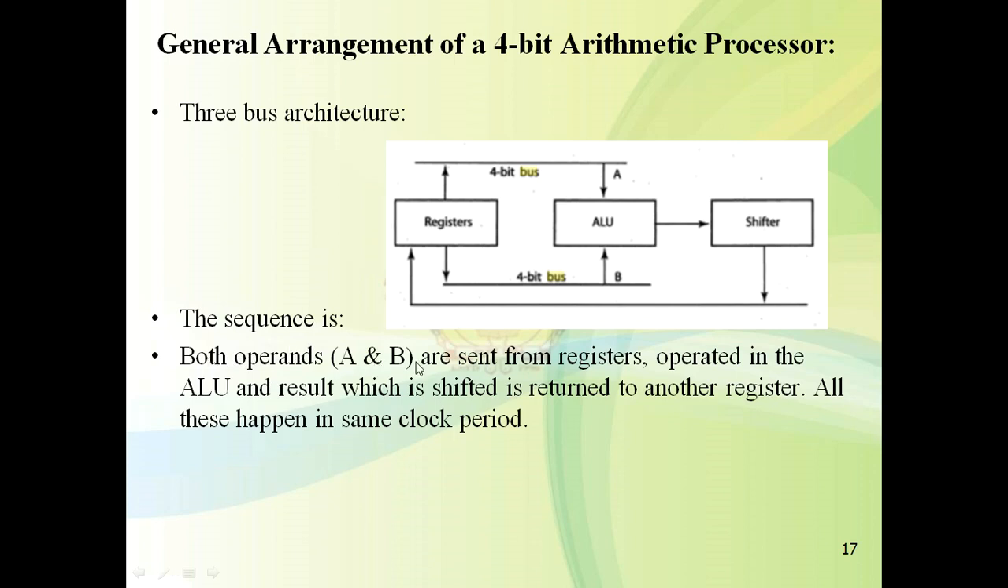Both operands A and B are sent from the register to the ALU. The ALU will perform the operation, and the result will be sent directly to the shifter, and whatever shifting operation is needed will be done, and then it will be directly stored into the register. All these steps happen in 1 clock period. So this will be faster.